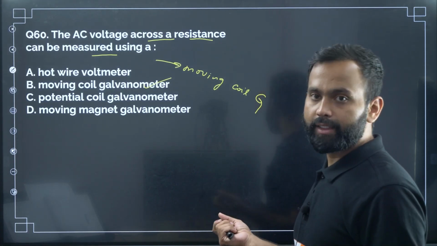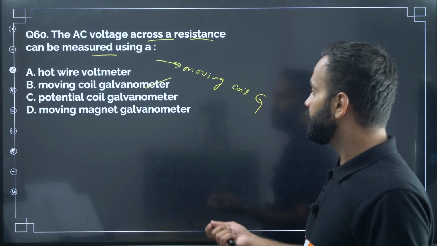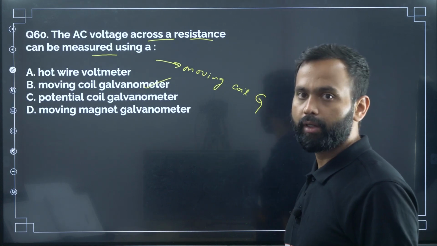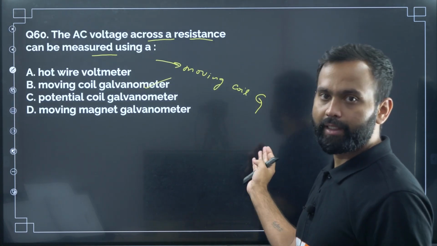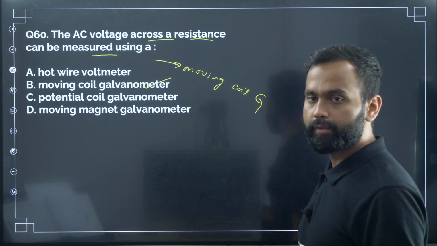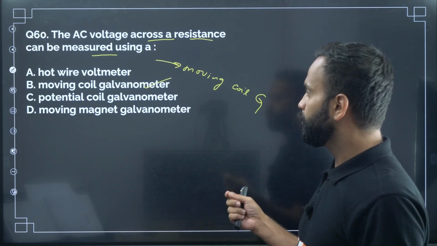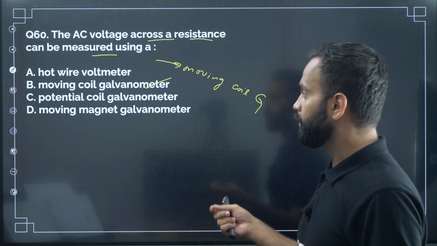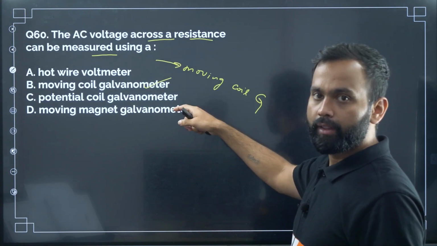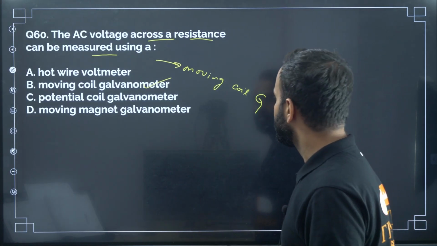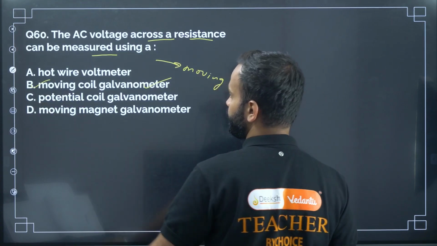we connect an external resistance R in series with the moving coil galvanometer, right? So then the moving coil galvanometer acts like a voltmeter, isn't it? And if you connect the moving coil galvanometer as a voltmeter, then it will show the deflection, right? So the correct option is B.